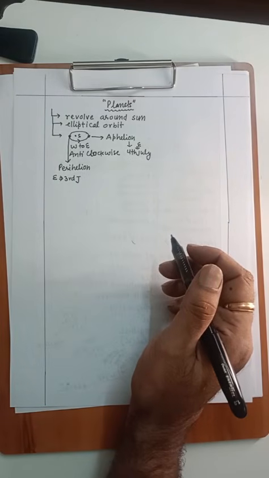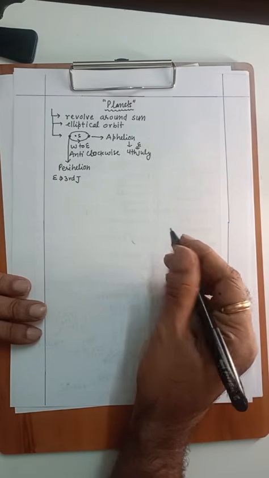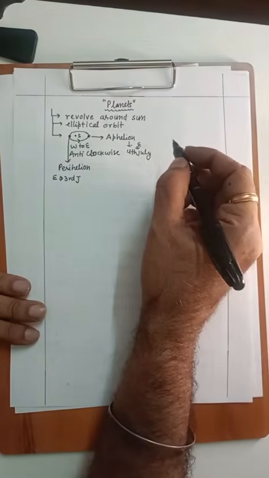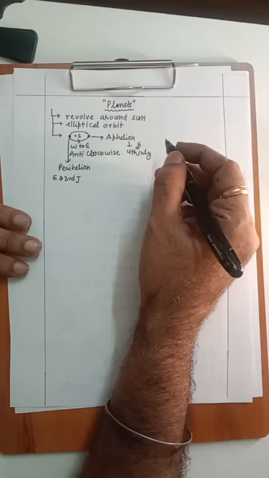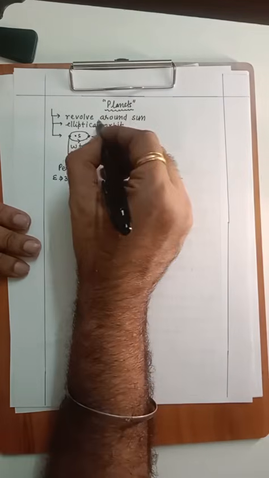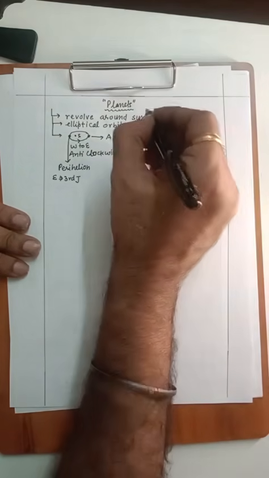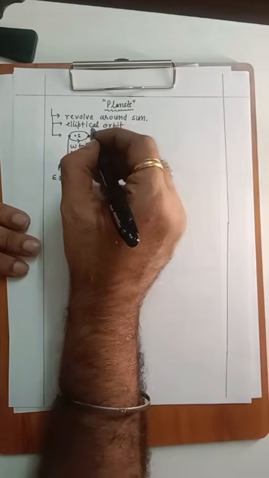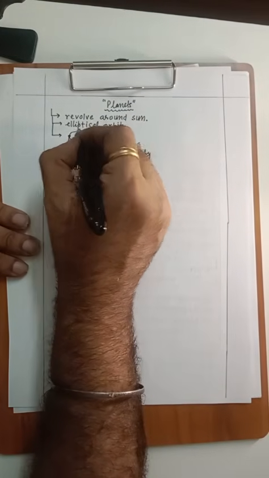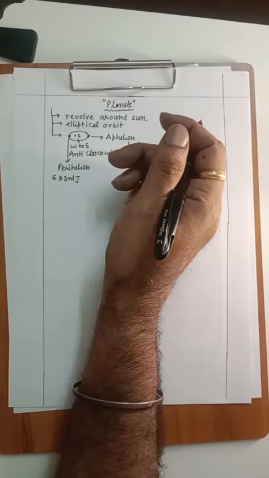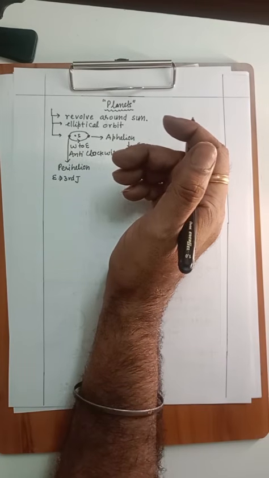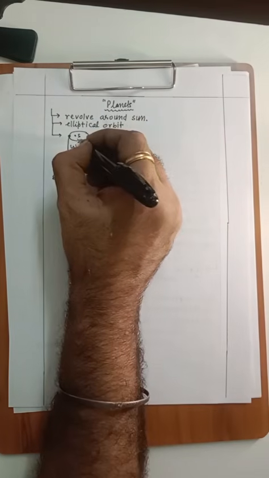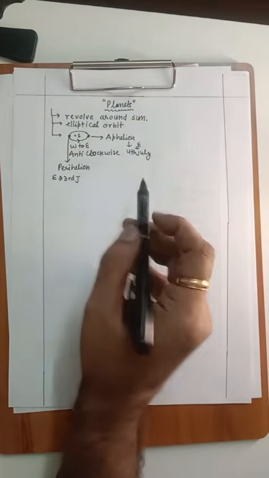Today's topic is on planets. Planets in our solar system. So remember, planets revolve around the Sun in our solar system, and their revolution is in an elliptical orbit, and the direction of revolution is anti-clockwise, from west to east.